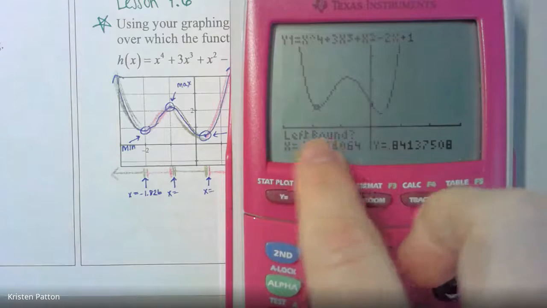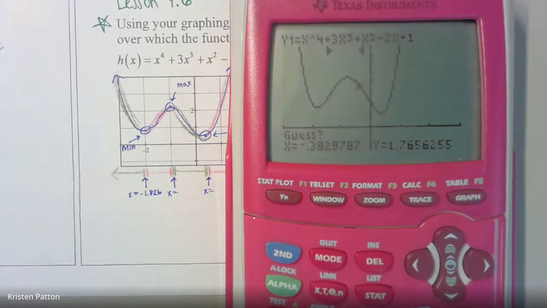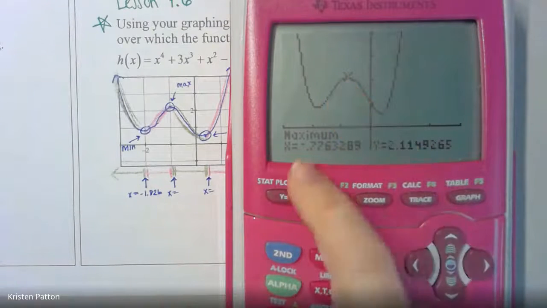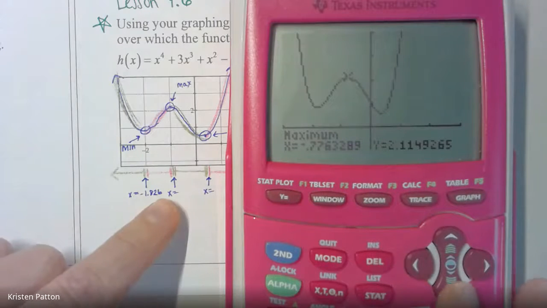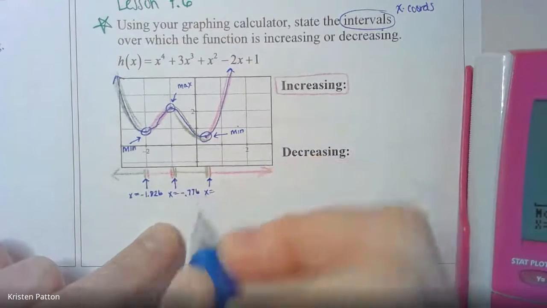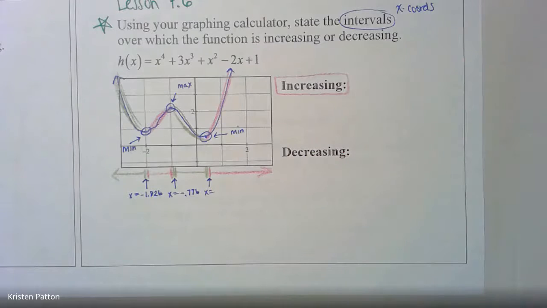So they want to say, get on the left side. So here's the maximum. Put your cursor on the left side. Hit enter. Then arrow over. Make sure you're on the very right side. Make sure you've clearly gotten over that hump. And hit enter. Again, I'm going to not guess, so I hit enter again. And at the very bottom, it gives me both coordinates. I just want the x for what we're doing today. And it's negative 0.776. Sorry for squeezing that in there. And then we'll repeat that process for the minimum, okay?